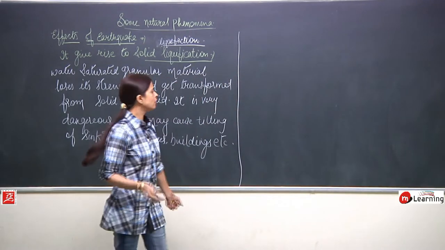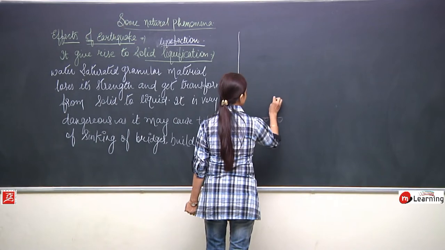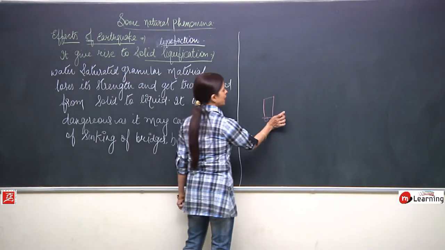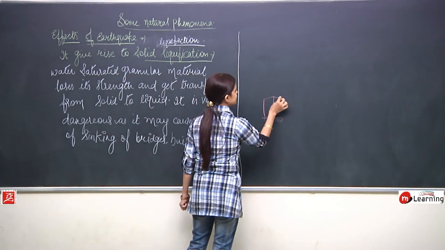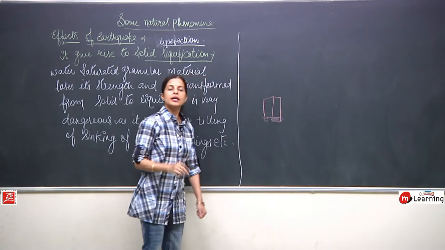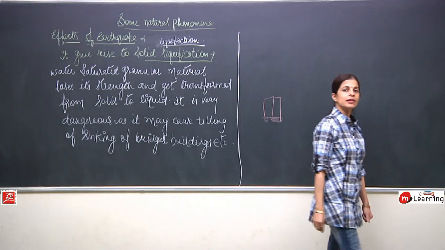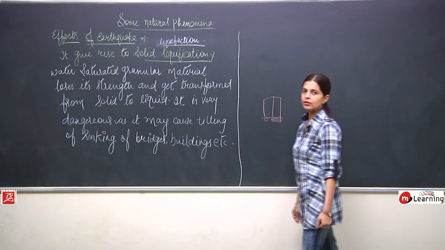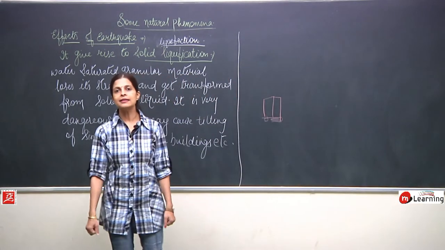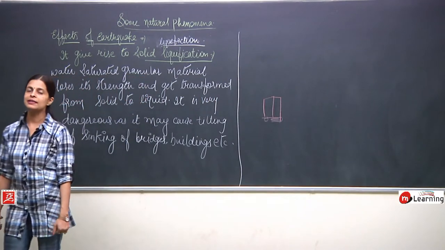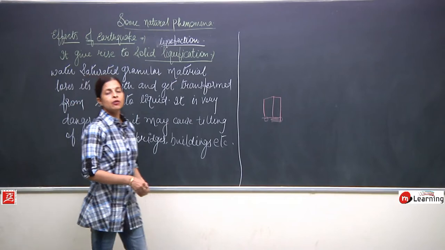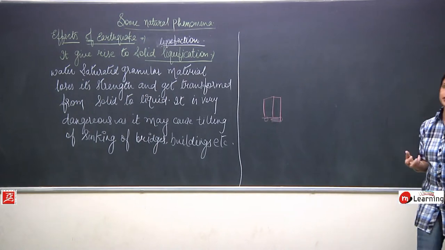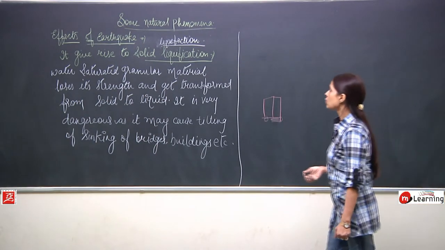So what is happening, children? This is the part where the solid is there, and on this something is standing, and some building is placed over here. If this part gets converted into liquid, what will happen? Obviously this part will get tilted. Now if this part gets tilted, even this building can collapse, it can fall down, isn't it? Even the bridge can be totally destroyed in this way. So that is the reason, children, this is very, very dangerous. What happens in this? The solid granules lose their strength, that strength is lost, and it gets converted into liquid. And what is it known as? It can be known as soil liquefaction.